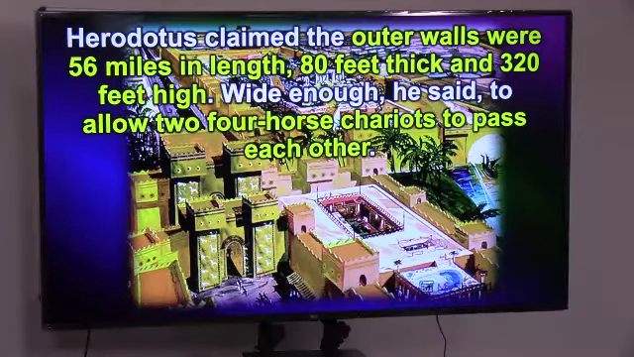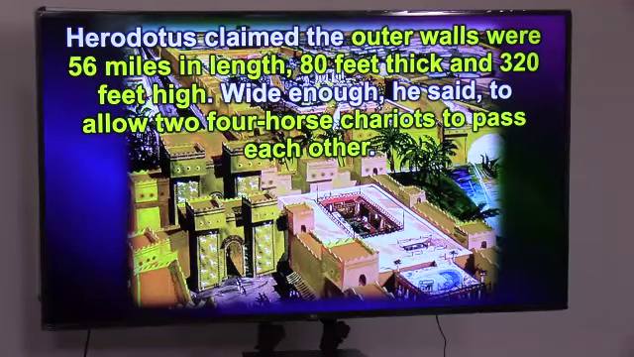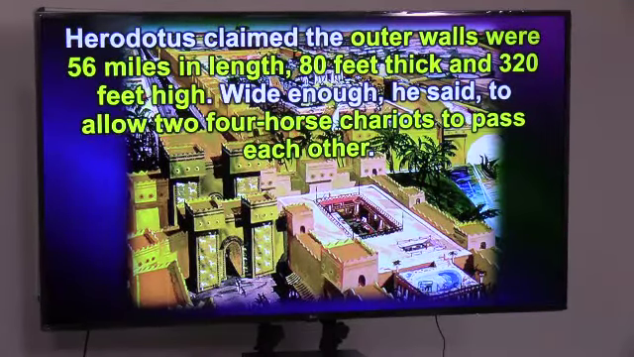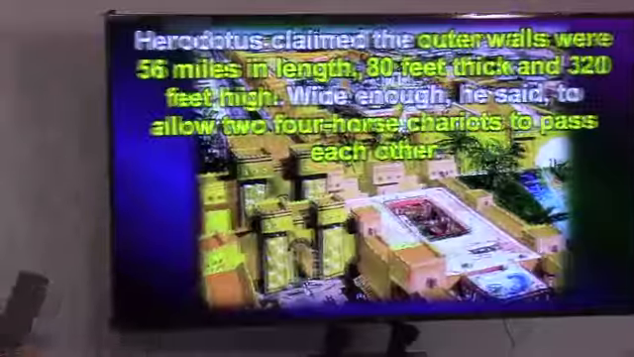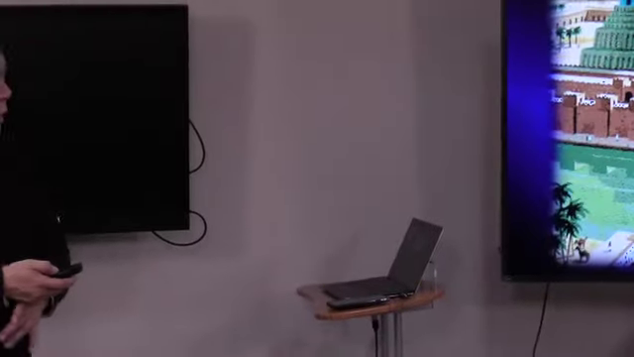You can go and race two four-horse chariots. Man, that's wide. But about two to three cars will fit in there. How can you penetrate that kind of a wall? That's why they're saying Belshazzar was just standing there looking at Cyrus' Persian army, because they tried to get me. You can't get me. You've got these thick walls.